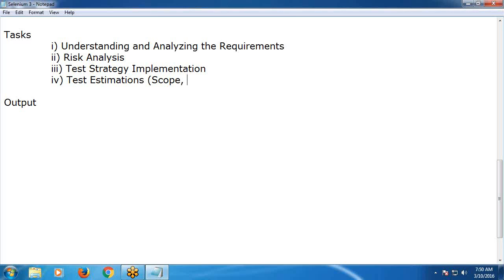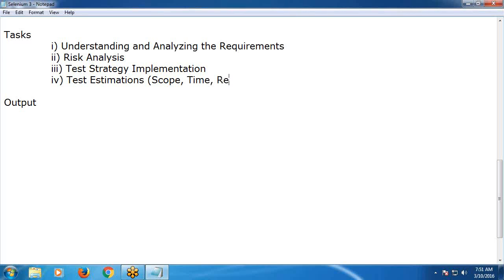Yes, sir. Next, time. Suppose the customer asked to complete the project within 6 months. Time is also one of the considerable factors for test estimations. Suppose if time is less, we have to increase the resources, environmental resources as well as human resources. Suppose if time is more, you can take sufficient resources.